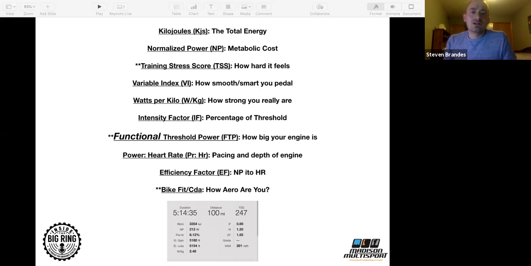Have a goal to your session, have a goal to your week, have a goal to your month. Is your goal improving FTP? Is your goal VO2 max? Is your goal recovery? So don't look at TSS too much. I like to look at it, but I don't like to live by it.